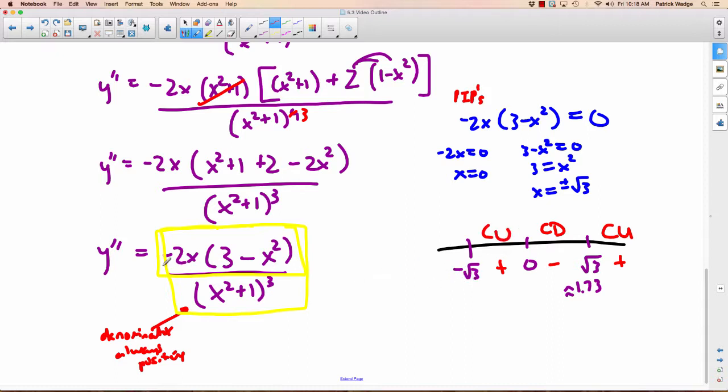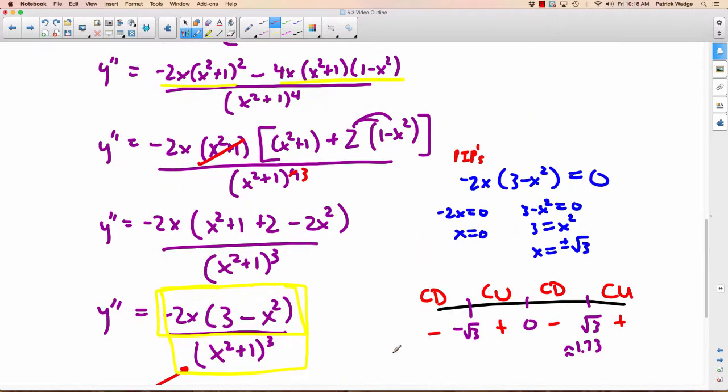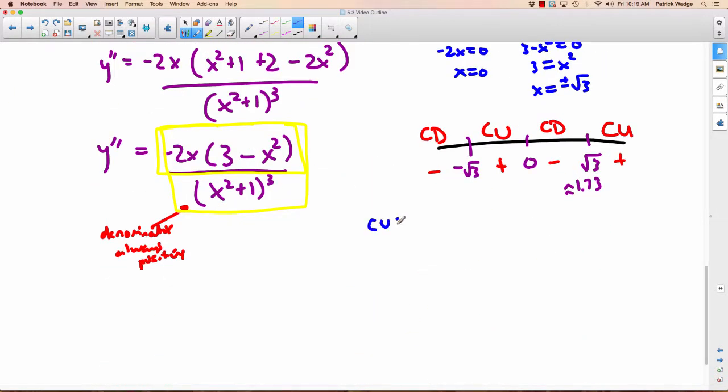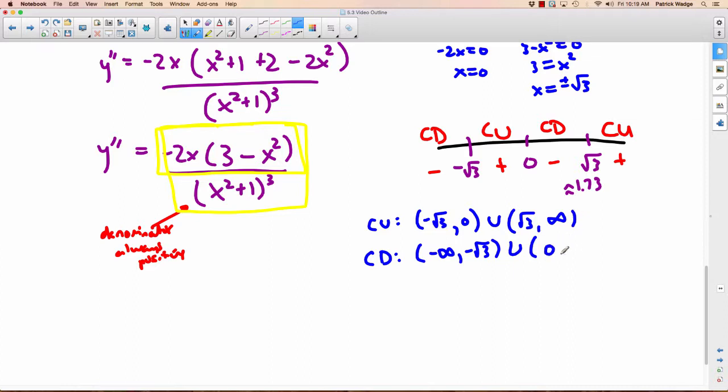And something less than negative 1.73. How about negative 5? Negative 2 times negative 5 is 10. That's positive. Negative 5 squared is 25. 3 minus 25 is negative. So you've got a positive times a negative, it's negative. It's concave down. So we can finally answer the question, which is asking where is it concave up and where is it concave down? It's concave up from negative root 3 to 0, and also from root 3 to infinity. It's concave down from negative infinity to negative root 3, as well as from 0 to root 3. Non-inclusive for all that as well.